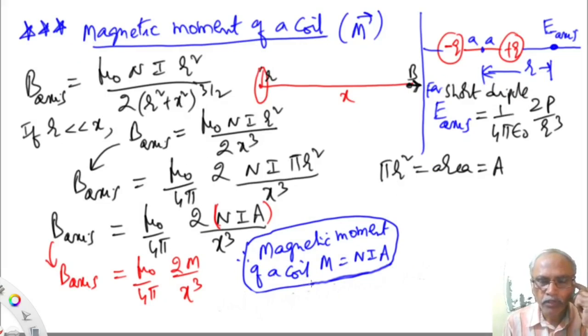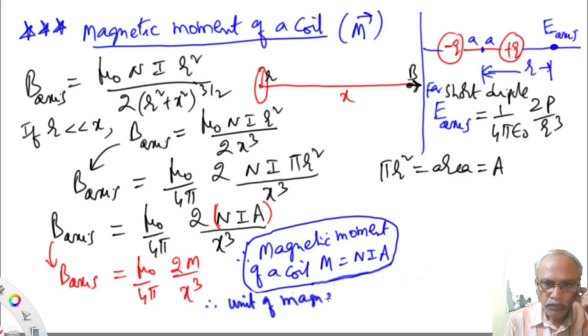Magnetic moment of a coil, M is equal to NIA. N is the number of turns in the coil; as a number has no unit, N has no unit here. The unit of I is ampere, and A is the area of the coil, whose unit is meter square. Therefore, the unit of magnetic moment is equal to ampere meter square.